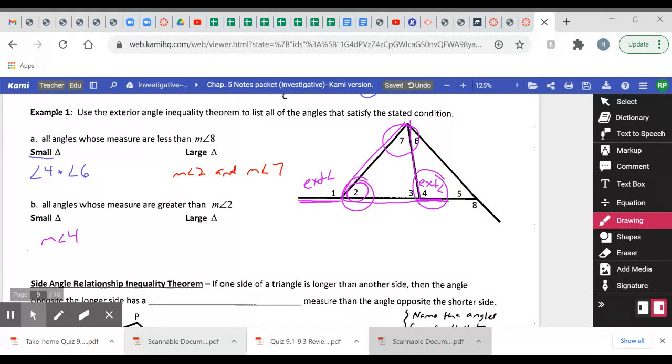And then if we look at the large triangle, we'll just do that in a different color. If we look at the big triangle, and again, we want to find an angle that's bigger than angle 2. And if we look at this exterior angle over here, angle 8, we know that angle 8 has to be greater than 2 and 7. But the question is saying name the angles that are greater than 2. And so we know that angle 8 has to be bigger than 2.